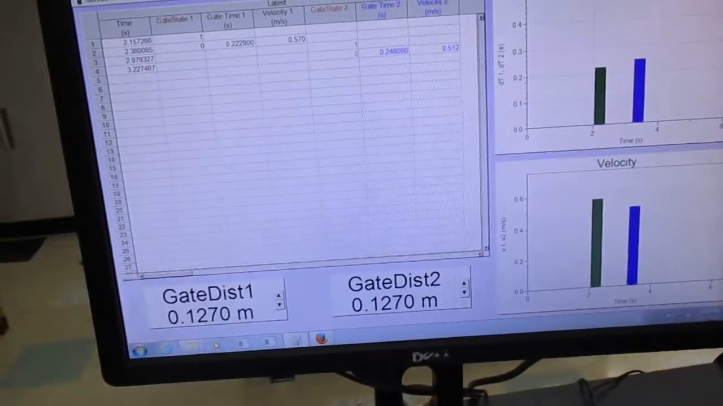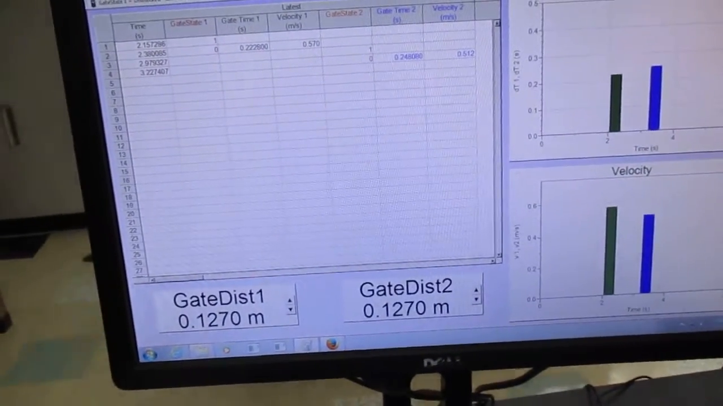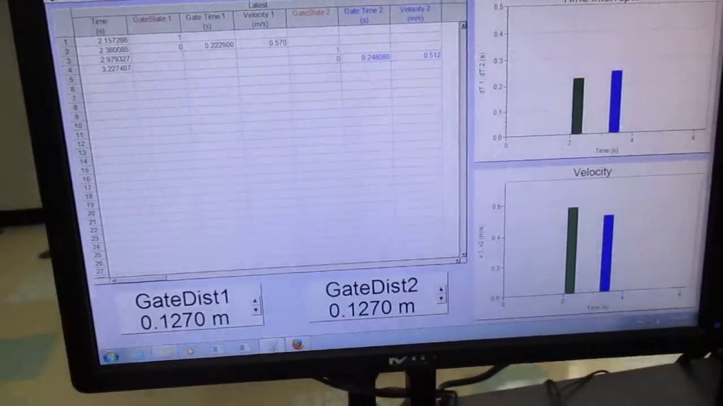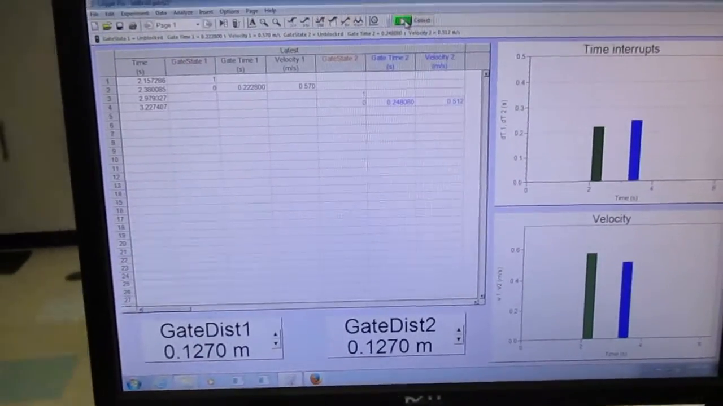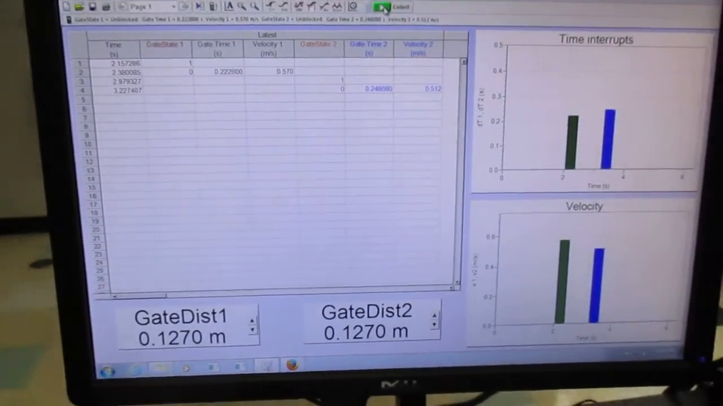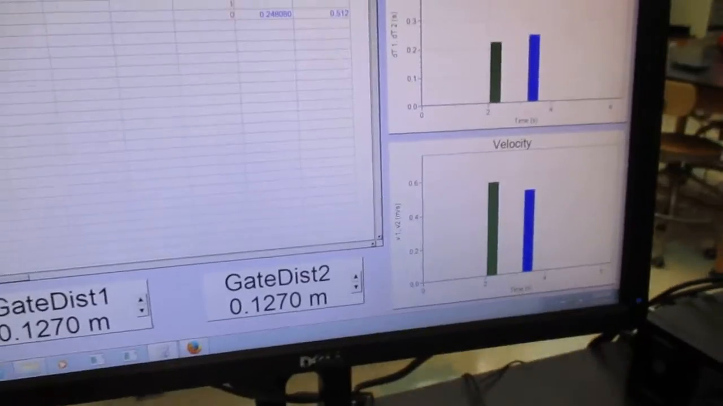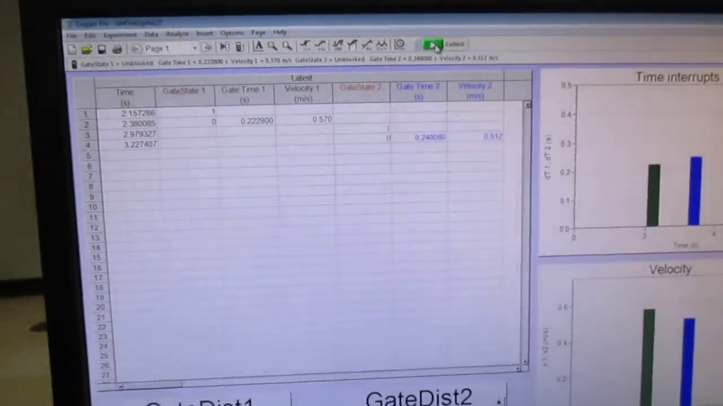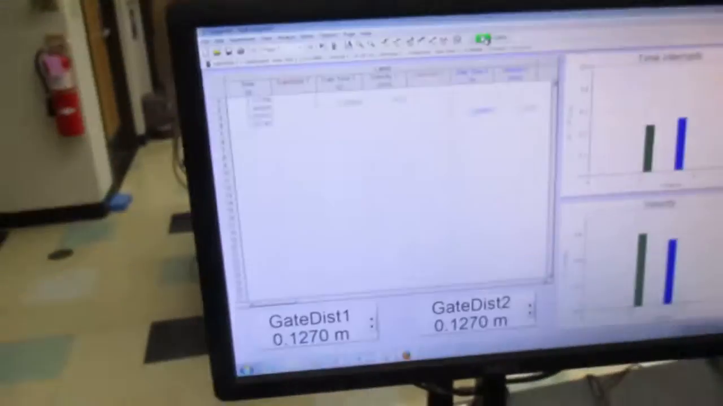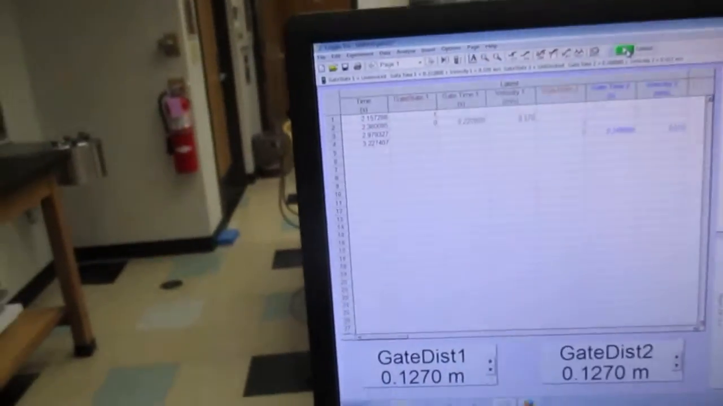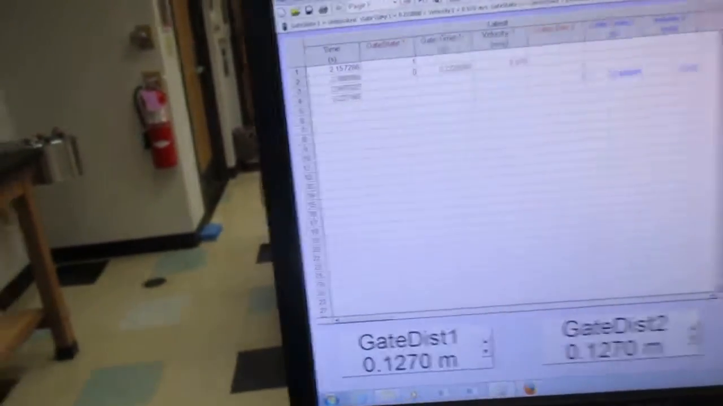Now these numbers, the 0.1270 meters, that's the length of the index cards as you saw. So we use the length of the index cards divided by the gate time. The gate time is the time it takes one cart to enter and leave each gate. Therefore, distance over time should calculate your velocity.